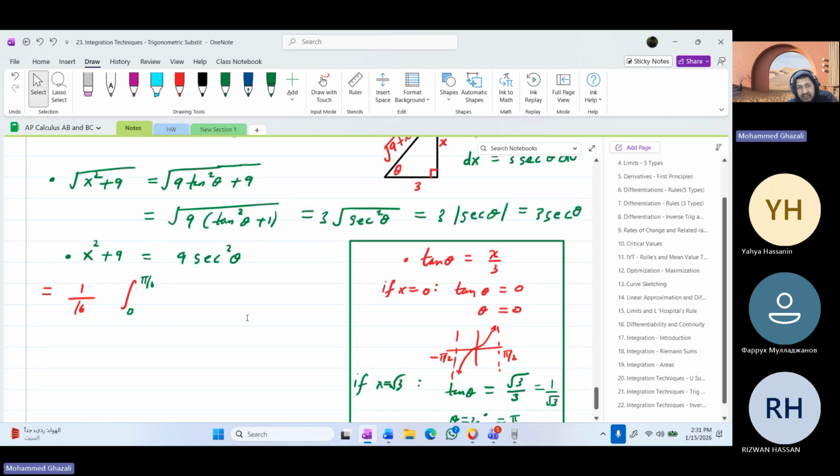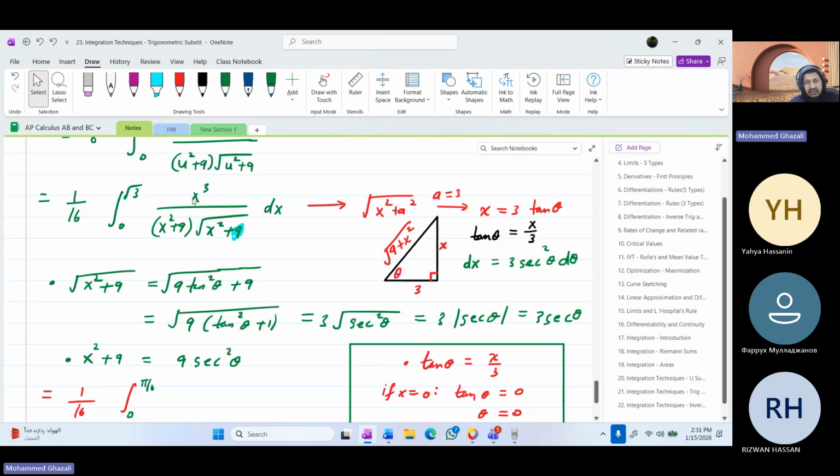So we have changed the boundaries of the integration. Now it's all a matter of fitting it in. What is x cubed? What is x? x is 3 tan theta. So x cubed will be 27 tan cubed theta.